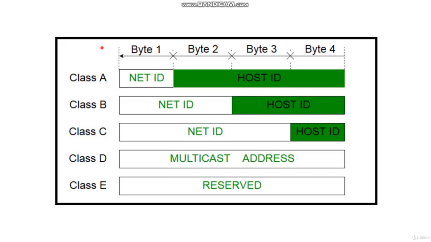In the next lecture, we will see in depth what class A, class B, class C, class D and class E IP addresses are.